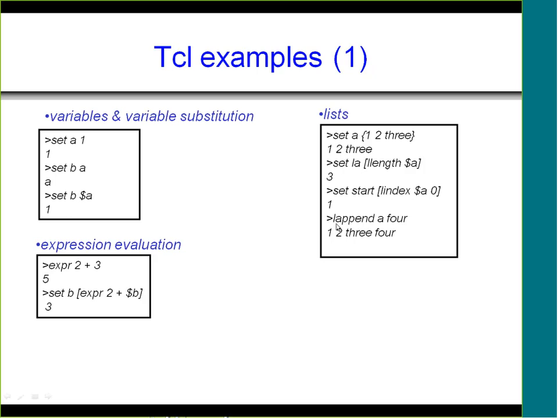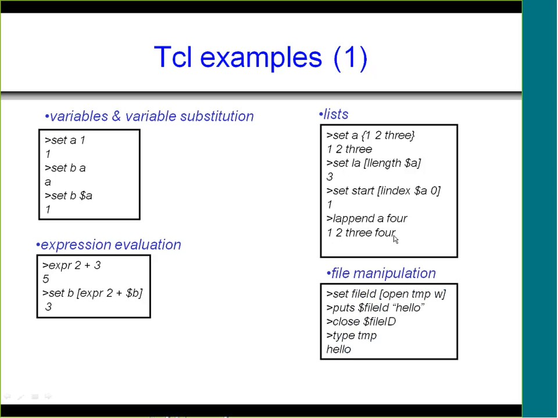And one more command that may be useful for manipulating lists is lappend, followed by the name of the list and the item that you want to add to the list. And here I'm adding 4 to the list A. So now my list has 4 items, 1, 2, 3, and 4.